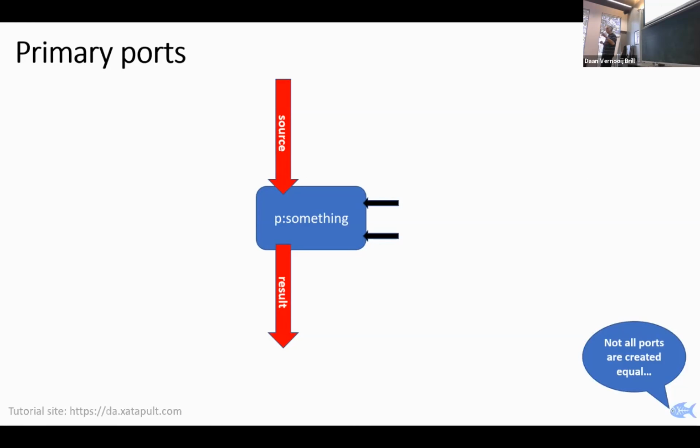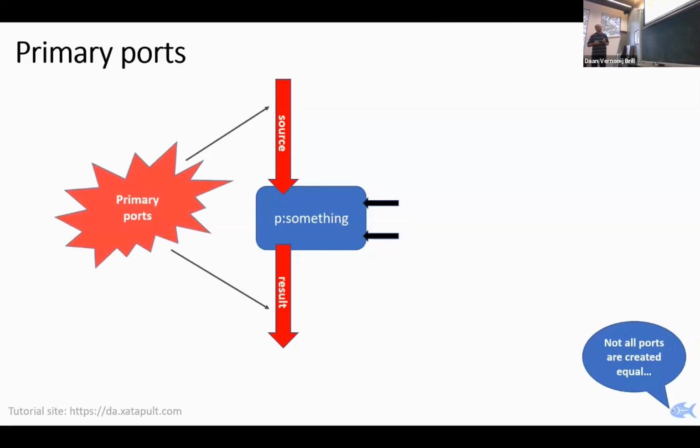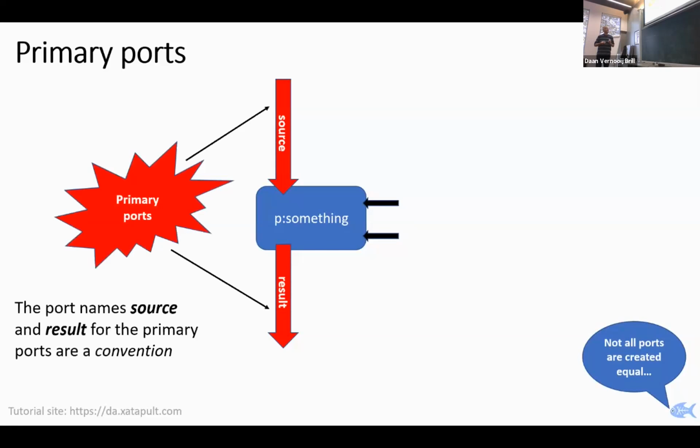Why is this working? We have ports, and how does the XProc processor know what to feed through what port? That is because of a very important concept, and it's called primary ports. Not all ports are created equal. Some ports are primary. And usually, a step has a primary input and a primary output port. There can only be one.